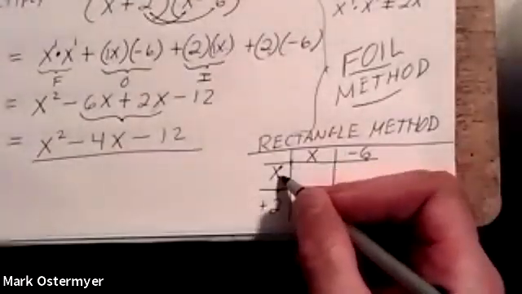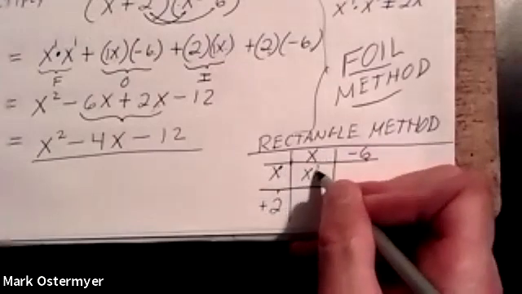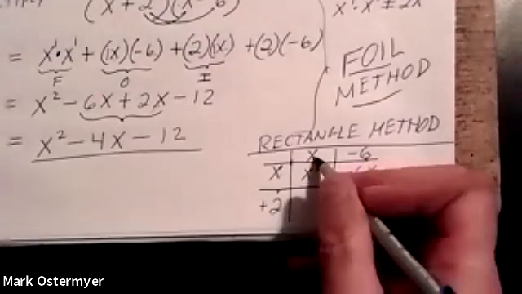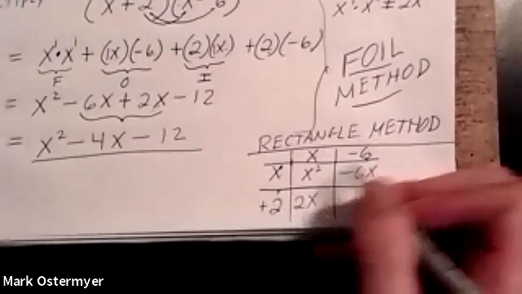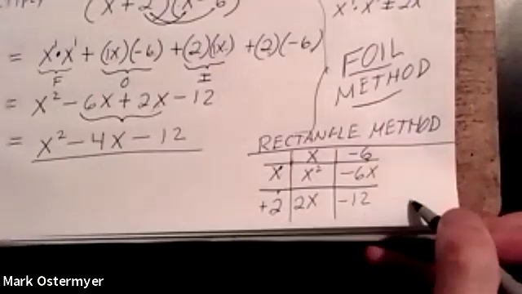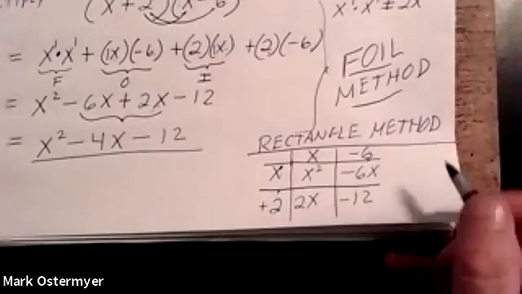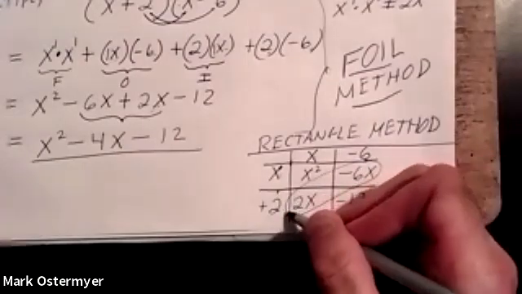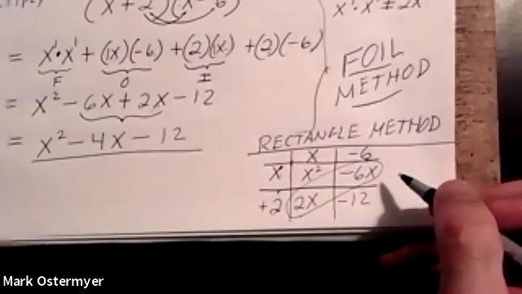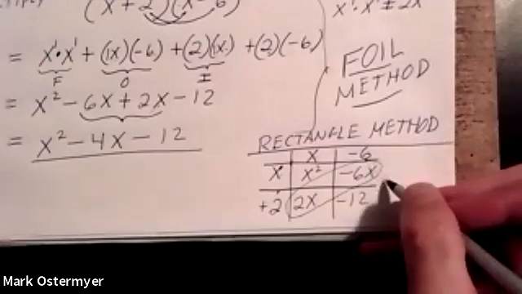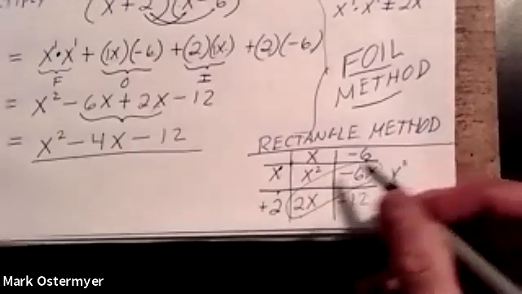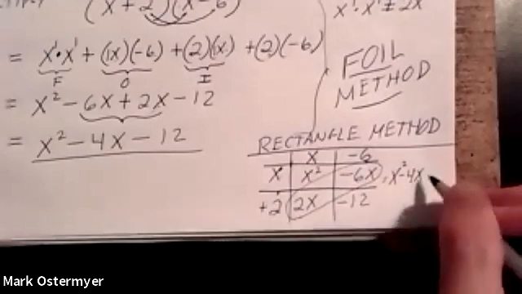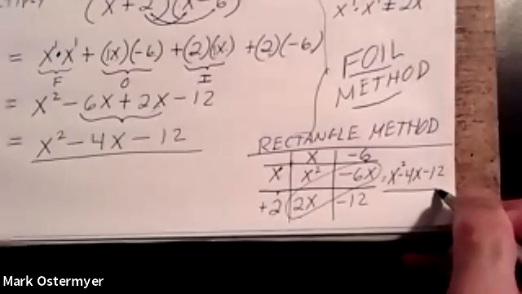What's x times x? X times x is x squared. X multiplied by negative 6, negative 6x. 2 times x, 2x. 2 multiplied by negative 6, minus 12. You see that there? It's called the rectangle method. Now, do we have any like terms that need to be combined in here? Well, these are like terms here. The negative 6x and 2x should be added together. And so therefore, we would write our answer as x squared, 2x plus a negative 6x is a minus 4x. And then we got the minus 12. That's called the rectangle method.